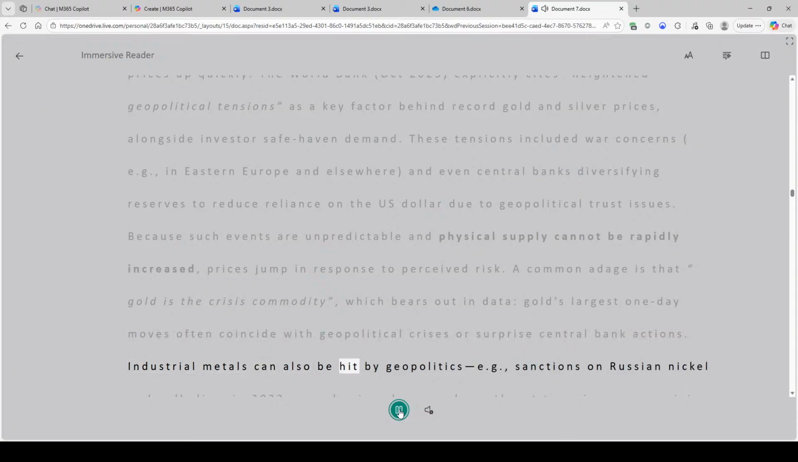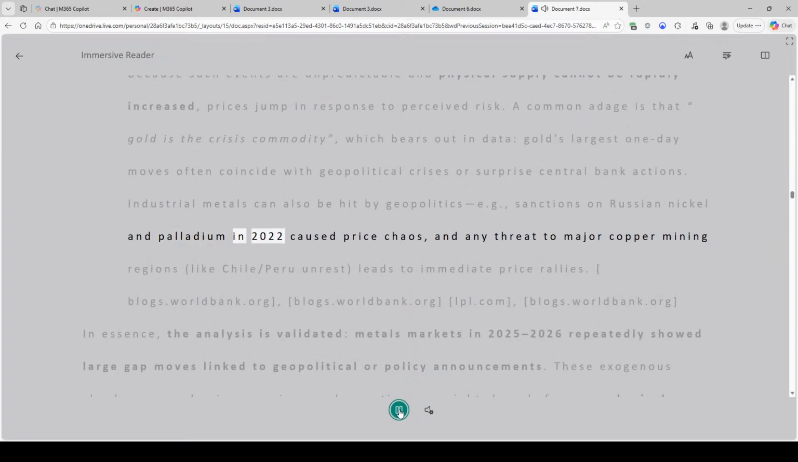Industrial metals can also be hit by geopolitics, e.g., sanctions on Russian nickel and palladium in 2022 caused price chaos, and any threat to major copper mining regions, like Chile/Peru unrest, leads to immediate price rallies.